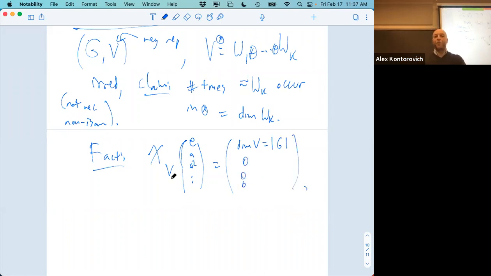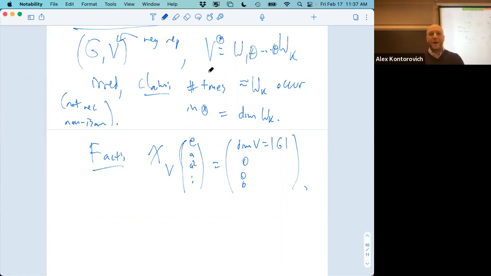Okay, so the character table is the list of all characters of irreducibles. The character of the regular representation is very simple. It's the size of G on the identity, and 0 everywhere else.